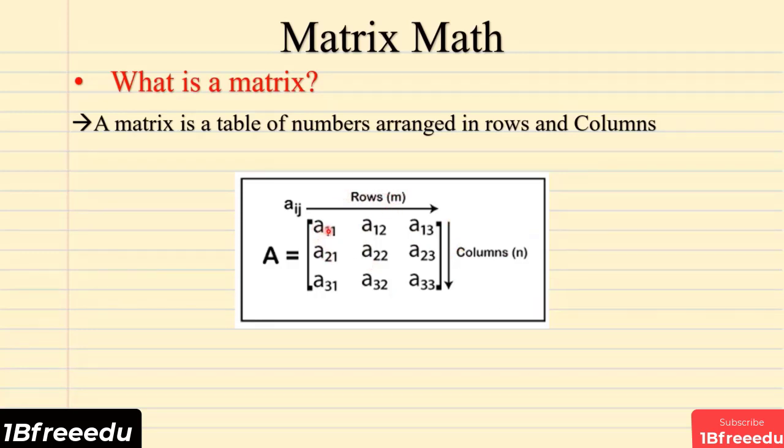We need the row number and we need the column number. So this element over here would be the element in the first row and in the first column, hence the name little a 1,1. This element over here would be the element in the first row and in the second column, hence the name a 1,2. What we notice is that these subscripts denote the row and column number of a particular element. Namely, the first subscript denotes the row number and the second subscript denotes the column number.